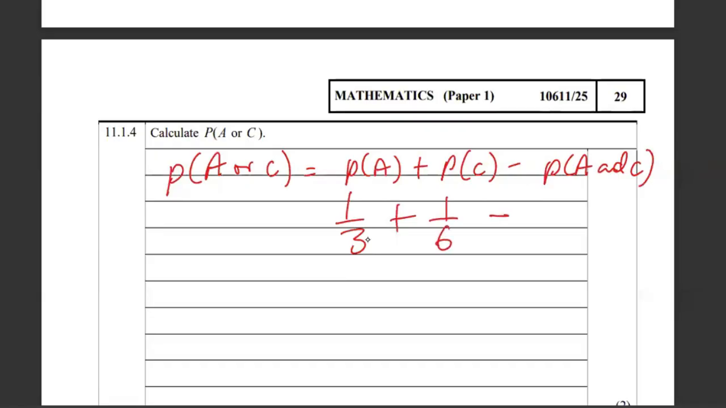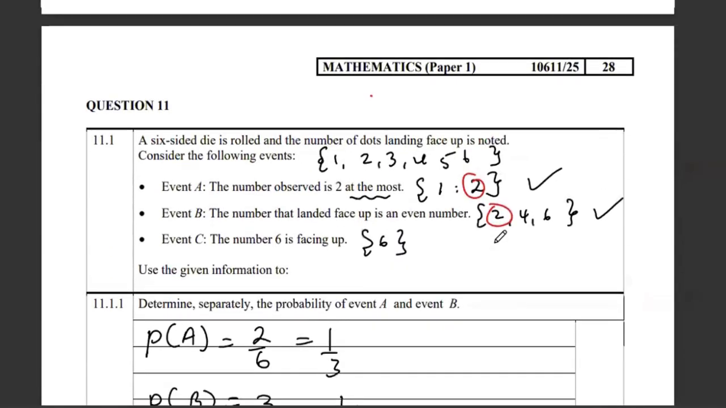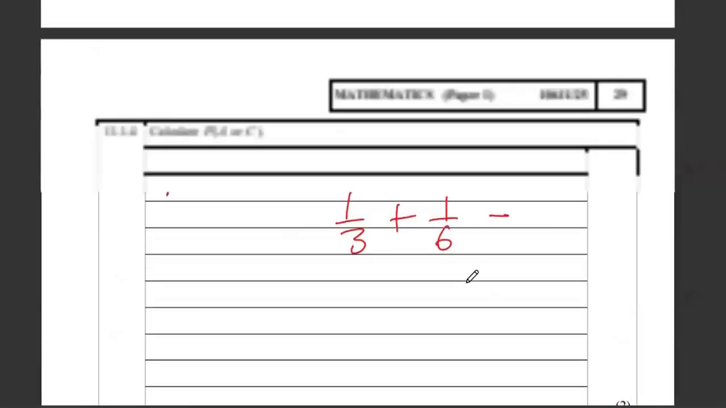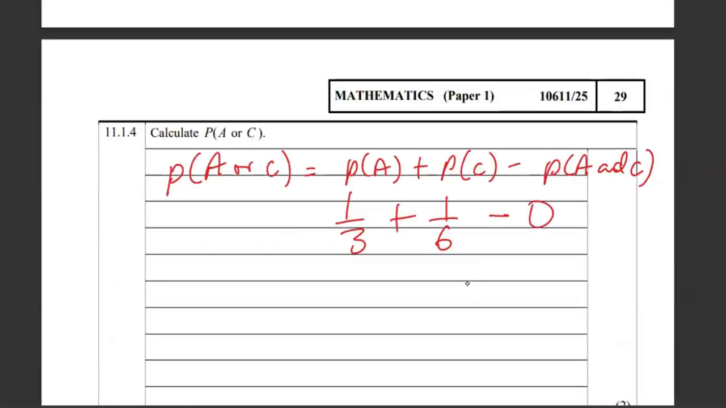Okay, minus between A and C. Okay, this is A, this is C. There's nothing common, which means it's just a minus 0. Simplify this, 1 over 3 plus 1 over 6 gives us 3 over, is that correct? Because it's times 2, which is like a 3 over 6, which is a half. Perfect.